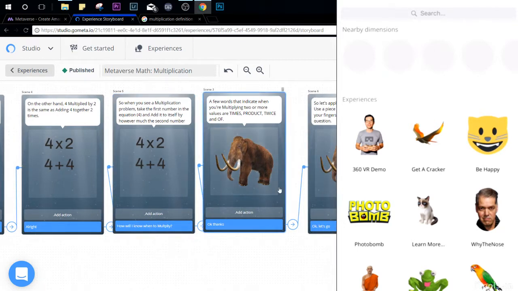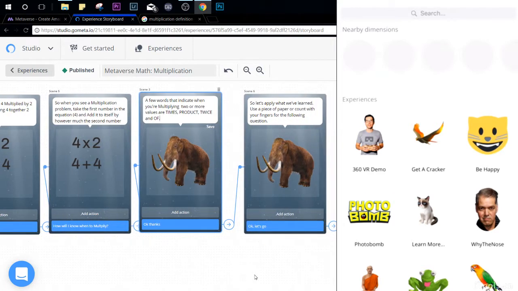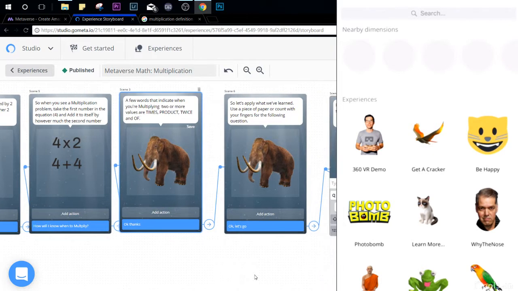And then here I just give a few of the words that indicate when multiplication is taking place. Times, product, twice, and of are ones for sure. And there are a few other phrases that are trickier, but that comes with the higher division math courses. Anyhow, let's see what we've learned.